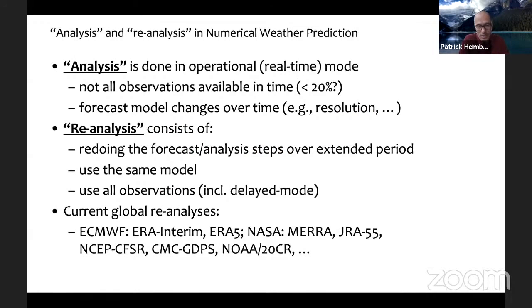If you do this analysis step to provide a new initial condition, or if you do this retrospectively for purposes of looking at a larger period back in time, that's why we have these reanalyses that basically redo all of these analyses with the same model, quality controlled offline observations and so on.